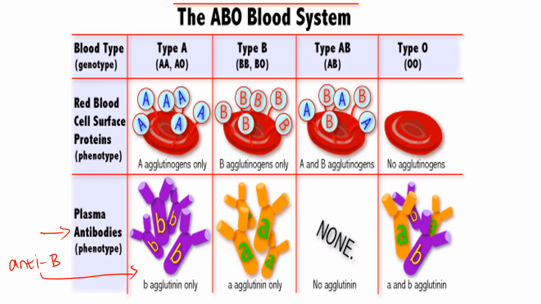So the person with type A blood probably carries anti-B antibodies in their blood plasma. The B-type blood carries anti-A antibodies, these Y-shaped structures here in their blood. The only antigens the ABO blood group has are A and B. So that's why the person with AB blood carries no anti-A nor anti-B antibodies. Finally, the O person carries both anti-A and anti-B antibodies.